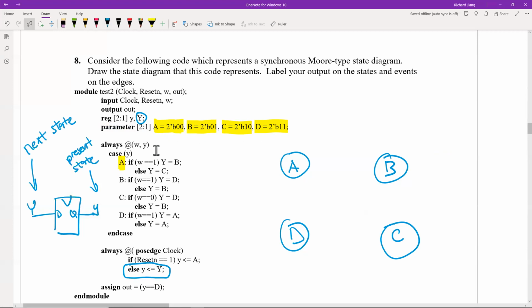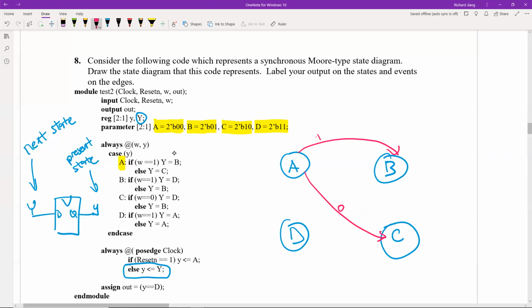But anyway, this is saying if the current state, so that's little y, if the current state is A, well, if the input is 1, then the next state should be B. So we just draw that in. So again, starting from A, if the input is 1, the next state should be B. So this is 1. And otherwise, next state should be C. So that's a 0.